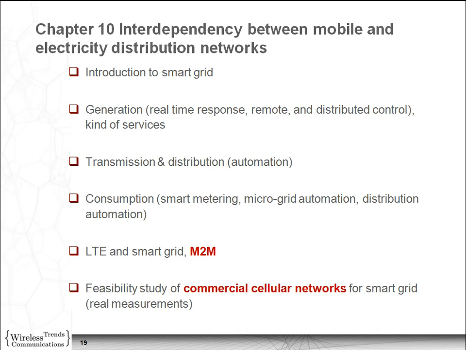We have this introduction to smart grid, which are the kind of services that we can support, for instance automation, and how critical this kind of infrastructure is for different kinds of services, the integration with LTE, and probably the integration with machine-to-machine communication. And they have finally one study of commercial cellular networks integrated with smart grid using real measurements, which is quite interesting as well.